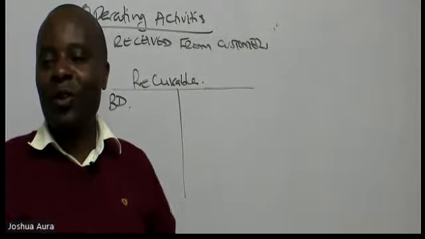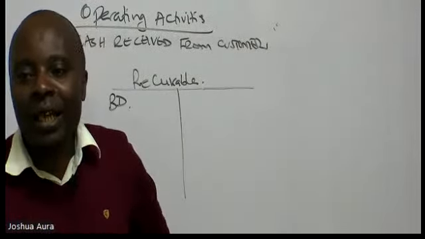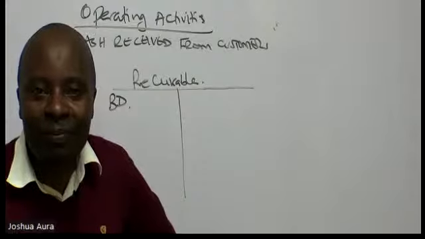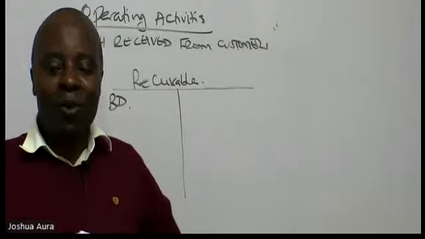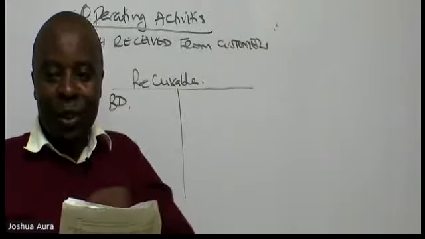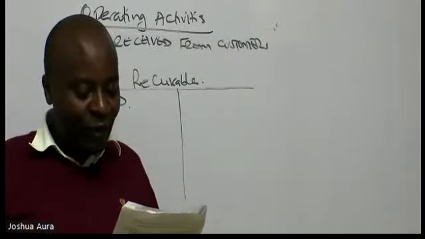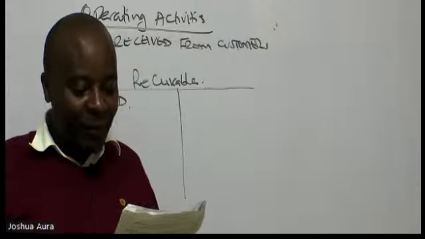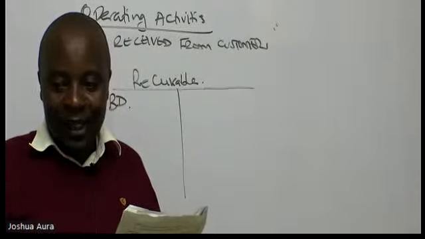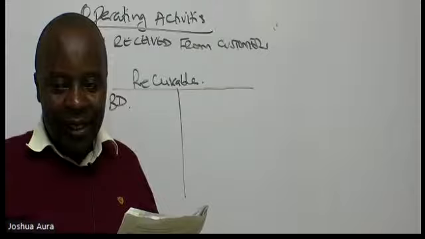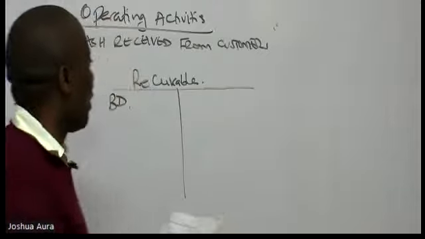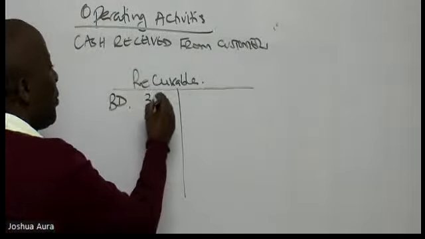From the statement of financial position given, are you able to see the balance that was brought down of receivables, from 2016 to 2017, in the current assets? 3120, isn't it? Thank you so much. So we have here 3120.